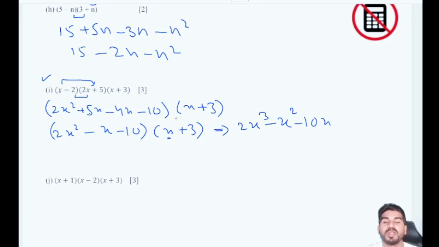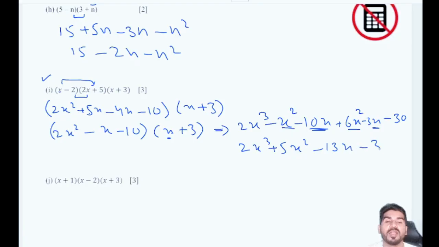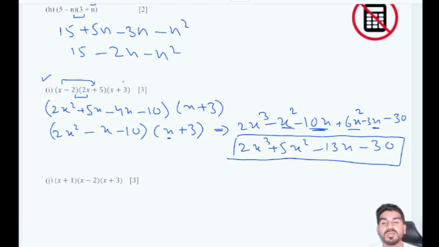Now similarly we can multiply 3 to every term. So there will be 3 times 2x square, 6x square, and there will be negative 3x, and the last term plus minus minus, there will be negative 3 and the 30. So here it will be 2x cube as it is, and this is negative x square and negative 6 plus positive 6x square. So there will be positive 5x square. Negative 10x and negative 3, it will be negative 13x, and negative 30. So this is a simplified form of the product of these three expressions.